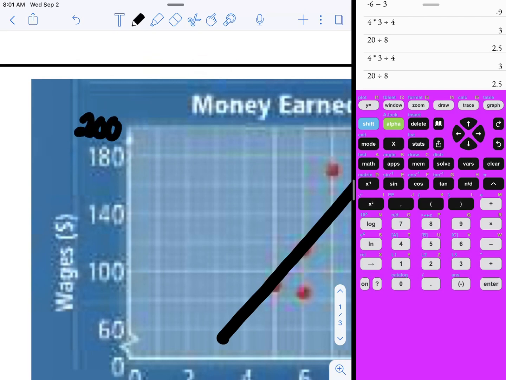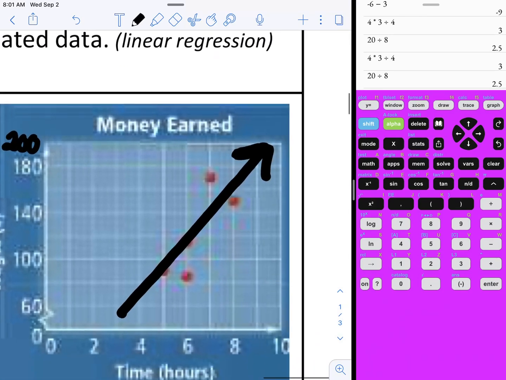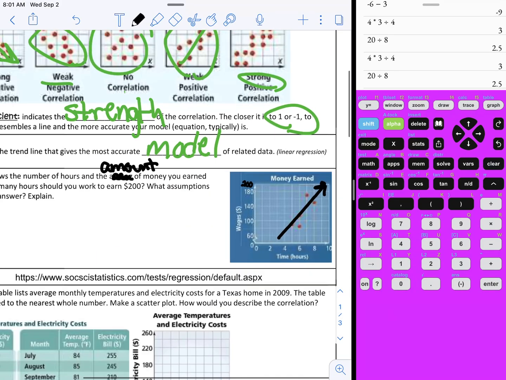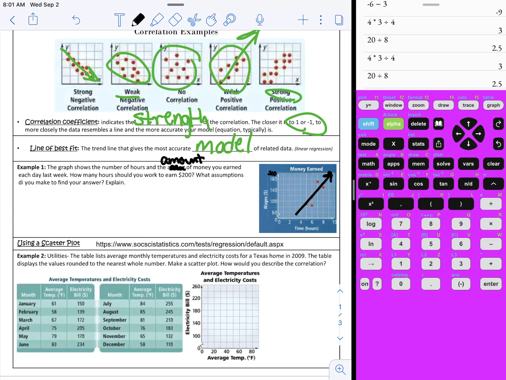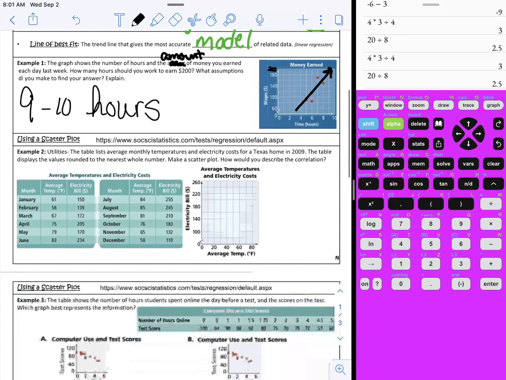200 would be here. So if I look at my line, 200 is happening somewhere around here-ish. And that's about 9 hours. So I would say 9 to 10 hours to make my $200. And so you're drawing a line that fits the points and then using that line to estimate the future.